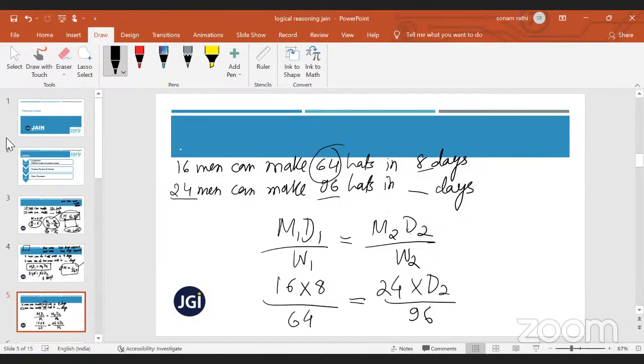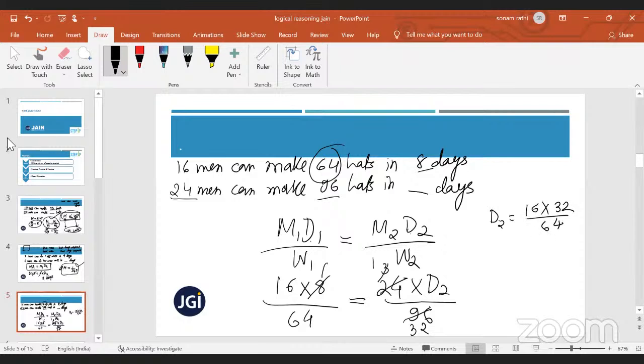So 16, okay, 8 ones are 8, 8 threes are 24. What else can I cancel? 16 into, okay, 3. 3 ones are 3, 3 threes are 3, 3 twos are 6. Okay, so D2 is equal to 16 into 32 by 64.